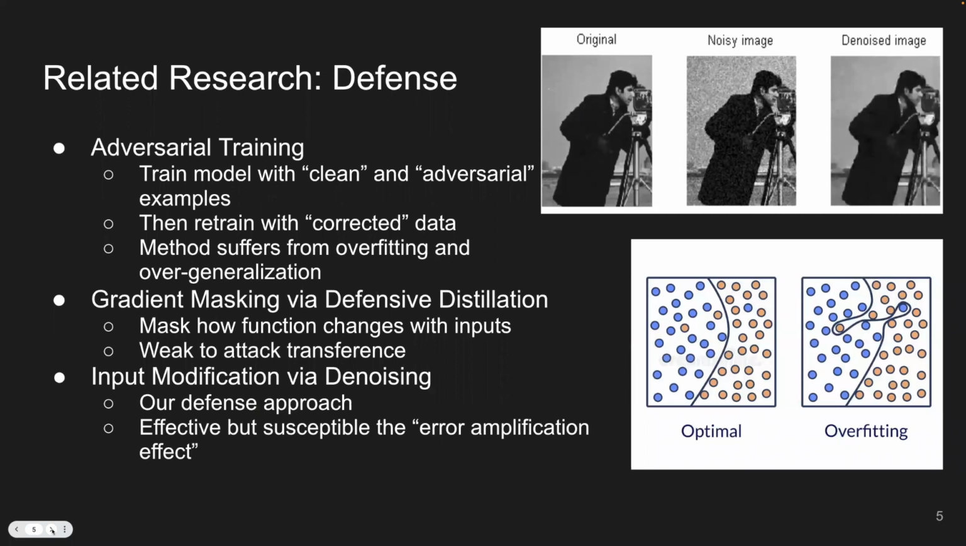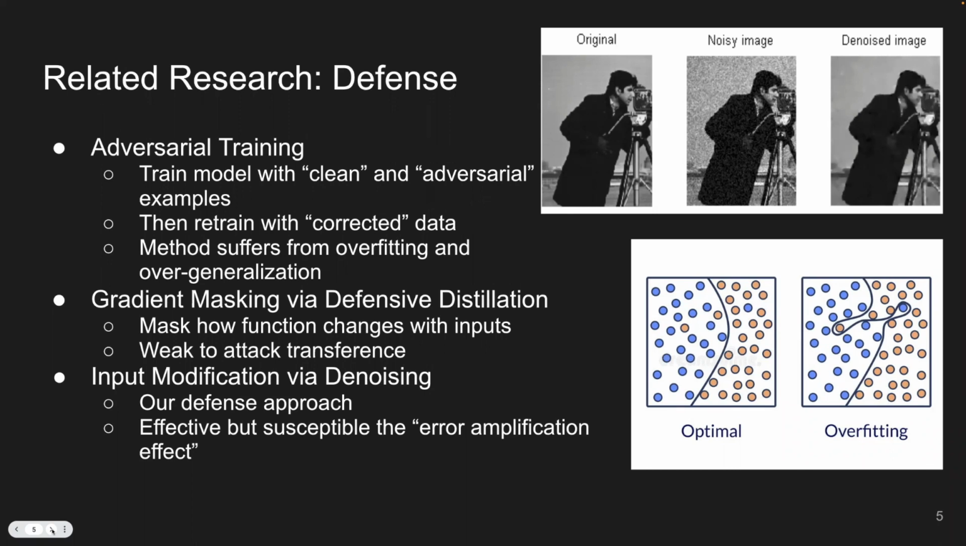And now for some defense-related research. Available object detection defenses are growing in number, and a few defense methods include adversarial training, gradient masking, and input modification. Adversarial training intentionally involves training a model with both clean and adversarial examples. After the initial training phase, the model is retrained using the same adversarial data, but with the correct labels manually assigned. While this method is generally effective, it is not flawless. This method may suffer from overfitting and overgeneralization.